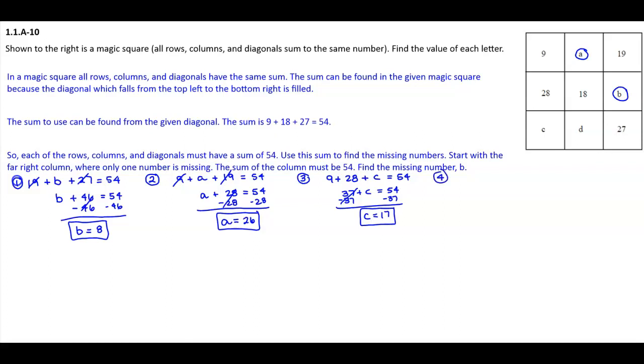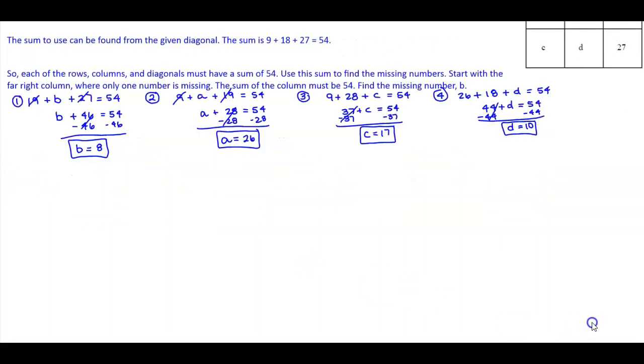Now we can choose to either use the middle column or the last row. We can use the middle column because we found A to be 26. And then we're going to add the middle number, which is 18, plus the value of D, and then we're going to set that equal to 54. So 26 plus 18 gives us 44, plus D, which is equal to 54. If we subtract 44 from both sides, then D is going to equal 10.